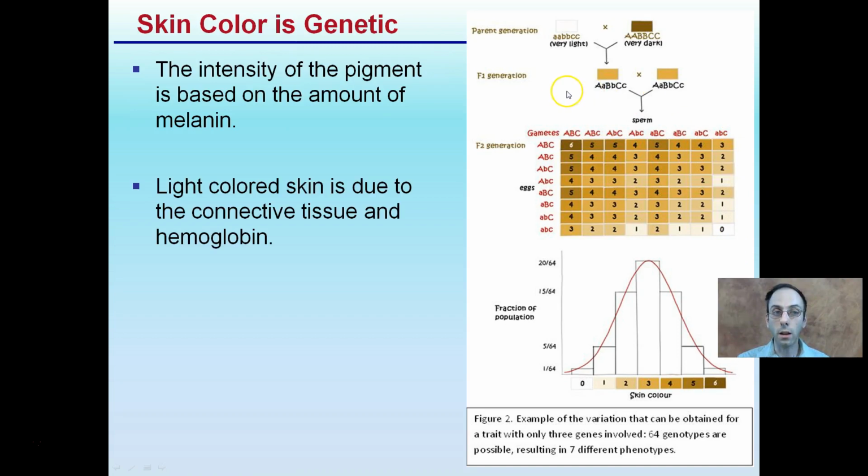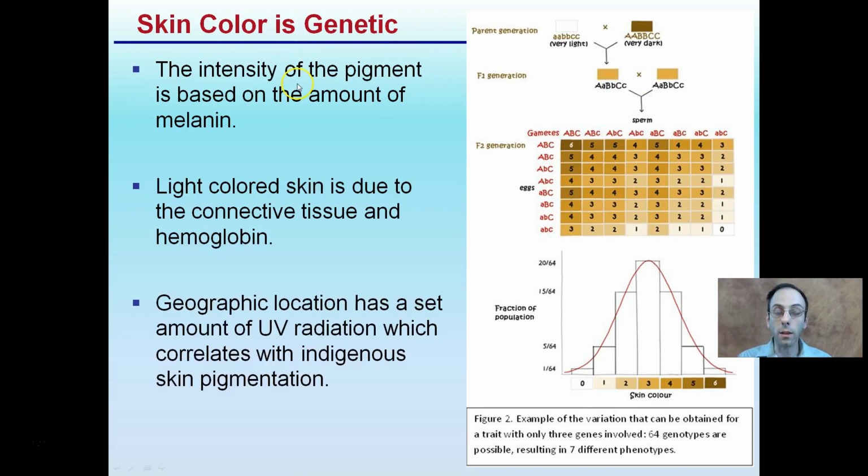We're looking at this as a genetic end of things, and we're looking at skin color is genetic. The intensity of the pigment is based on the amount of melanin, and that's genetically controlled. Light-colored skin is due to the connective tissue and hemoglobin giving it its light color. And as we saw before, geographic location has a set amount of UV radiation, which correlates with the indigenous skin pigment, and is the average skin pigment for that region.